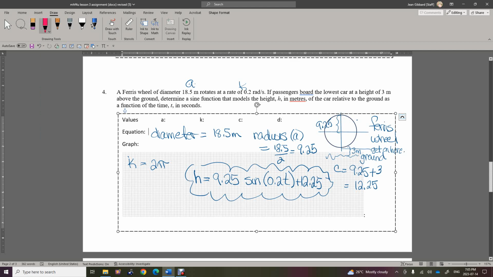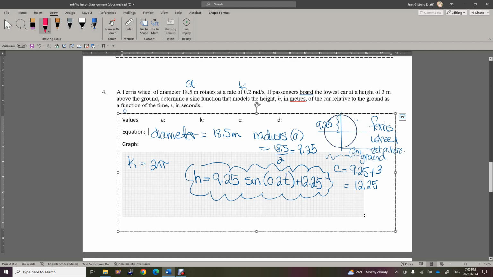Okay? From there, we are told that the passenger boards the lowest car at a height of 3 meters above the ground. So when you get on a Ferris wheel, you get on at the bottom. So the distance there is 3 meters. So 9.25 from the length plus 3, so C is 12.25.